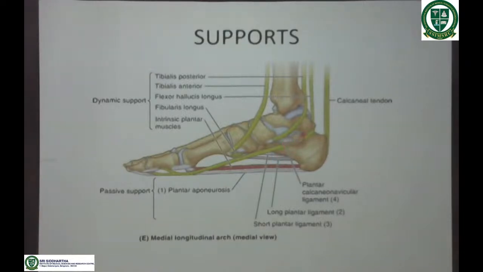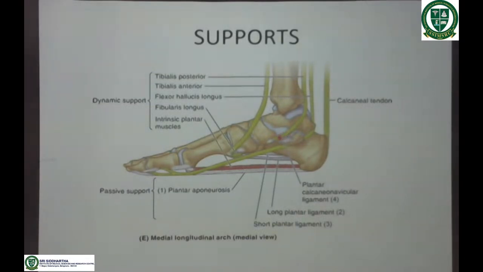Here we are seeing the first tendon anteriorly. This is the tibialis anterior muscle tendon. It inserts to the medial aspect of the base of the first metatarsal bone. Here this is the tibialis anterior. Behind it you are seeing the tibialis posterior. This is the tibialis posterior.